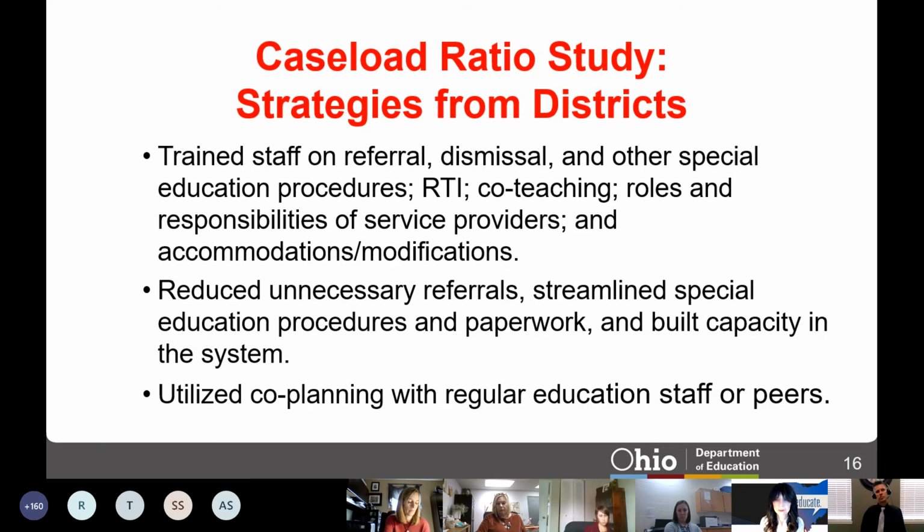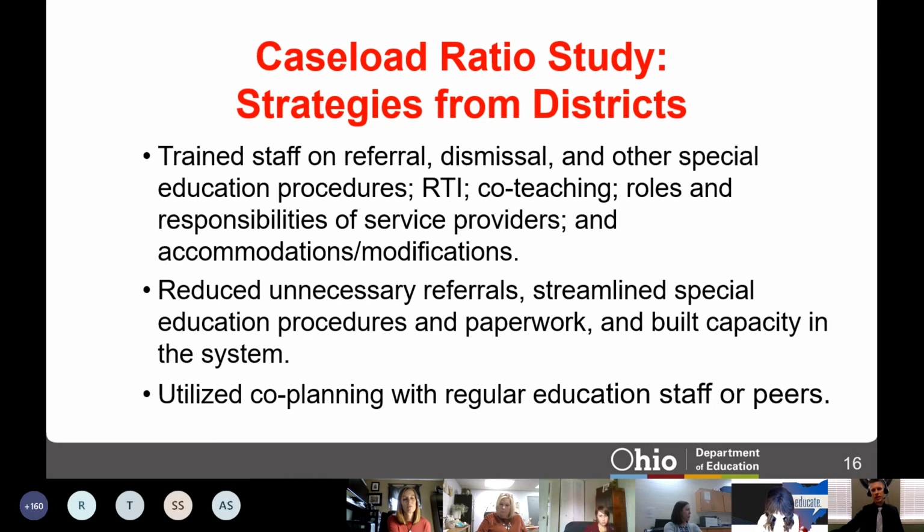And so what ended up happening then is through all this training, they were able to reduce unnecessary referrals. They were able to streamline procedures and paperwork, and then they were ultimately able to build capacity in the system. Instead of the speech pathologist doing all the social stories, we were able to train other members of the staff to do those types of things so that the creation of those social stories would be timely, and it wouldn't just fall on the backs of one service provider.